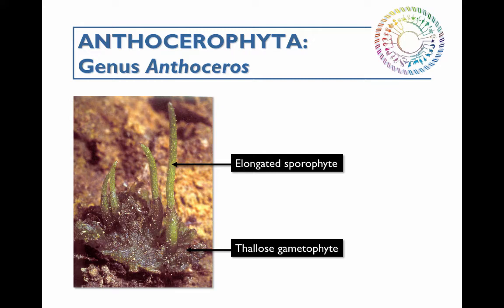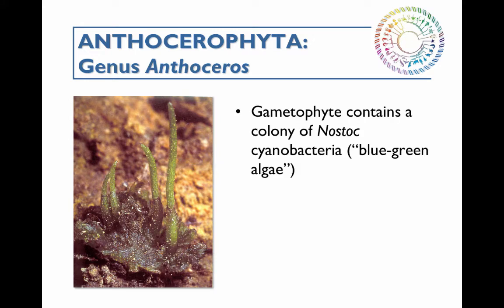Let's have a closer look at the gametophyte first of all. One of the interesting things about the gametophytes of the Anthocerophyta is that if you cut them open, you'll find another organism living inside. The gametophyte is a little bit like a sandwich. There's an upper and lower epidermal layer, but inside that sandwich, there's a colony of what are known as Nostoc cyanobacteria. So the word Nostoc is a generic name. Nostoc are a type of cyanobacteria, which are also known as blue-green algae, although they're not technically algae at all.